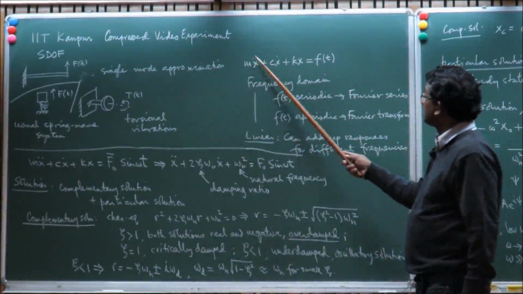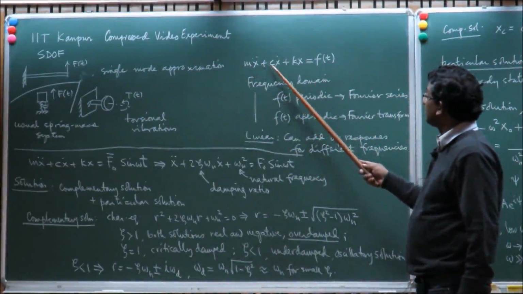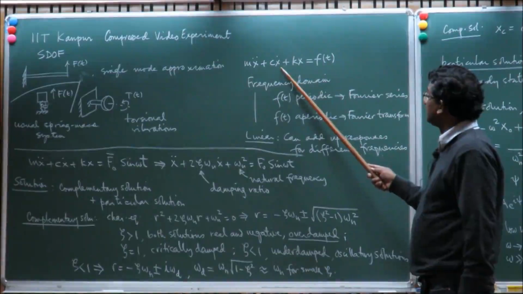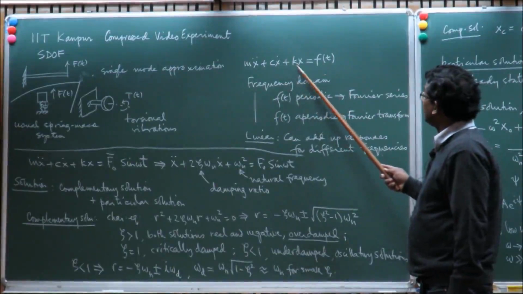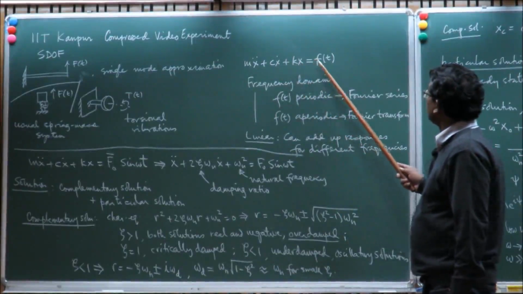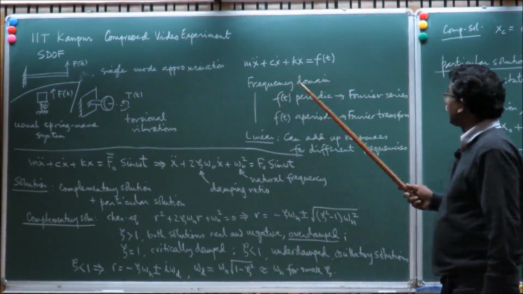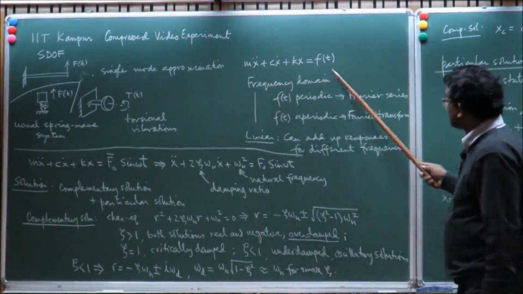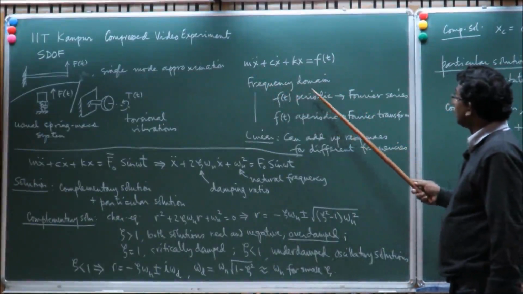So there is a mass or an inertia, there is x double dot, Cx dot represents some viscous damping, Kx a restoring force and some f of t. We will look at this system or this equation in the frequency domain.